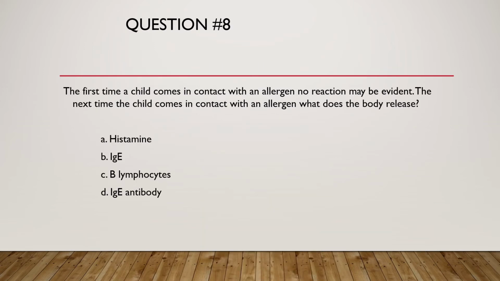The first time a child comes in contact with an allergen, no reaction may be evident. The next time the child comes in contact with an allergen, what does the body release? The answers are histamine, immunoglobulin E, B lymphocytes, or immunoglobulin E antibody.